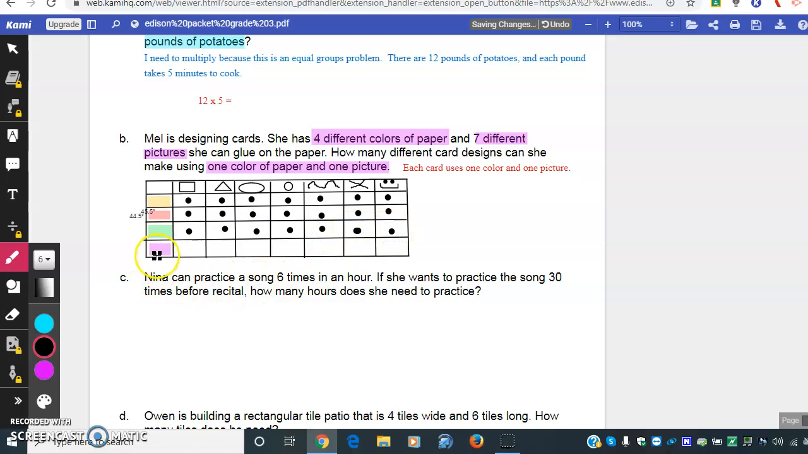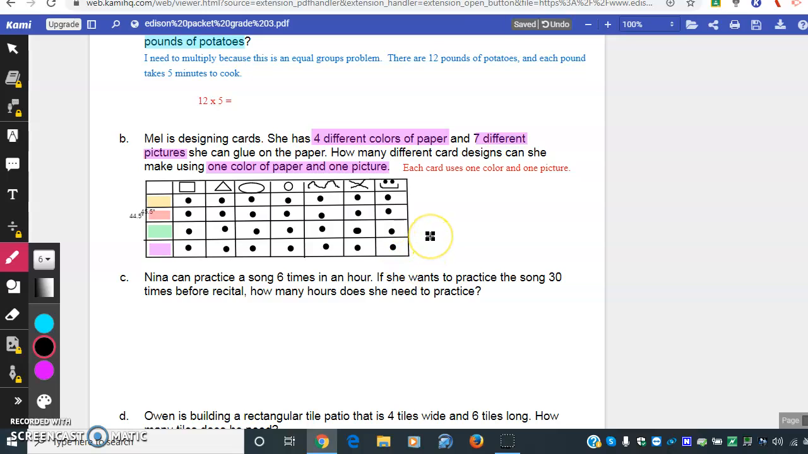And then again, she can do it all over with purple. Again, the story never said she only had 4 pieces of paper. The story said she had 4 different colors of paper. So she could have a lot. So she can make 7 different purple cards. Purple with a rectangle, purple with a triangle, purple with an oval, purple with a circle, purple with a squiggly, purple with an X, and purple with a smiley face.